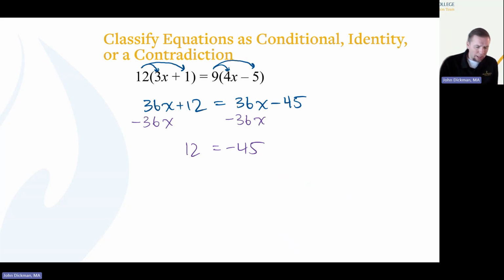And in my head, I know that that's not true. 12 is not equal to negative 45. And so this is what we call a contradiction.